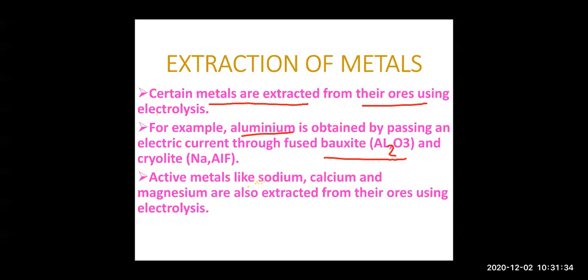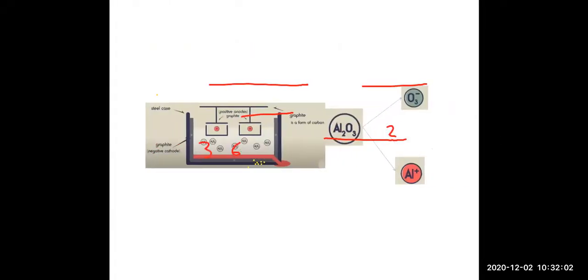So if you want to remove aluminium from this bauxite, we have to mix it with cryolite, that is Na3AlF6, right children? We mix it with this. Why do we mix? That is because of the difference in the melting point, right? We'll understand in the diagram. Let's go for the diagram.